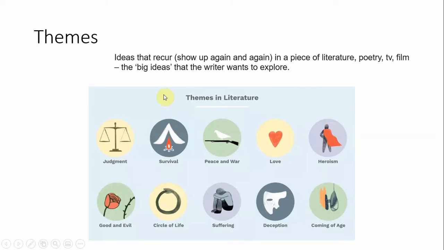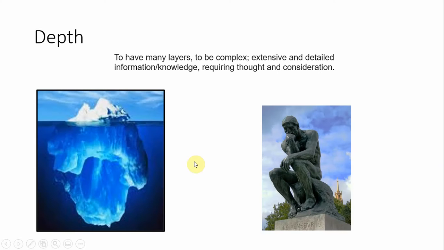And here you can see these are really common themes in literature. The idea of judgment, of survival, peace and war, love, heroism, good and evil, the circle of life, suffering, deception, coming of age. Pick your favourite film, your favourite book, your favourite video game. I promise you one of these themes at least is in there, because these are the key themes that so much of our literature is built upon. When we read a poem, we are looking to spot what those themes might be. The context has given us some clues already, so we are in a good position to dig them up and understand them.